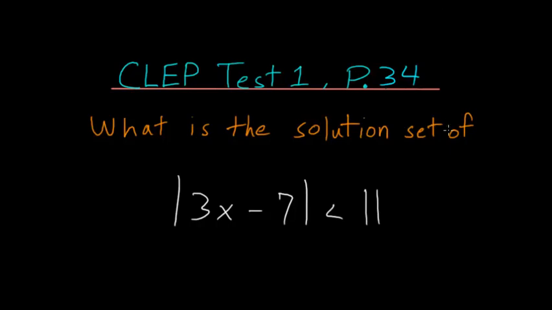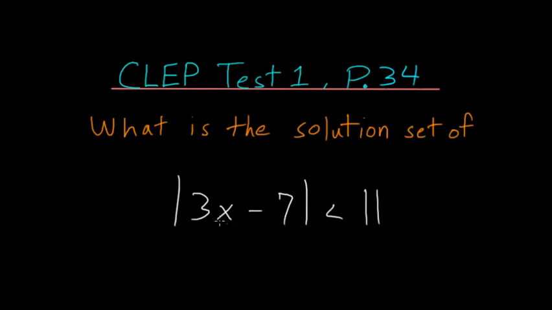What is the solution set of the absolute value of 3x minus 7 is less than 11? And with these types of problems, absolute value inequalities, what we need to do is split it into two different parts. The first part is the set of x values that make everything inside the absolute value positive.